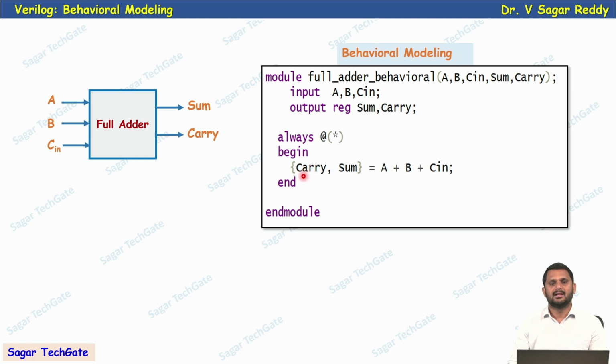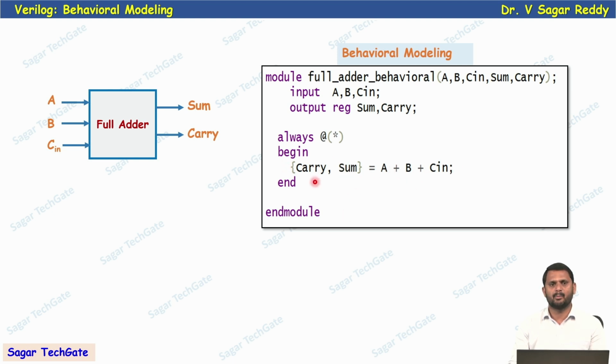So begin, {carry, sum} is equal to A plus B plus C. You are not worried about how many XOR gates, how many AND gates there are, or how they are connected. We are not bothered about this internal structure. We just write a simple expression like in C programming: A plus B plus C. In the same way we can write this. So I'll use the concatenate operator: {carry, sum} = A + B + C, and end module.